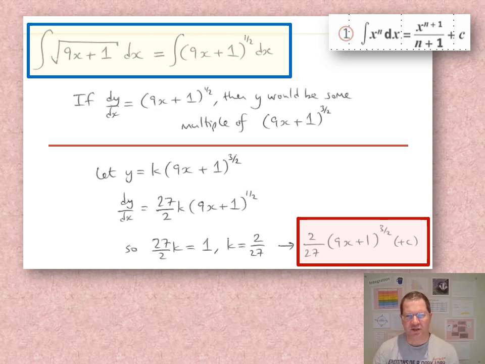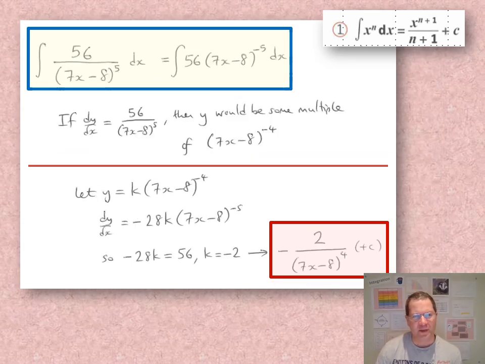So on that basis, let's assume that y is some multiple of (9x plus 1) to the power of 3 over 2, i.e. k times (9x plus 1)^(3/2). When we differentiate that using the chain rule, we multiply by the 9 and the 3 over 2, and that gives us 27/2 lots of k times (9x plus 1)^(1/2). So again, comparing that with the original, 27/2 k is equal to 1. So k is 2/27ths, and our integral is 2/27ths of (9x plus 1)^(3/2).